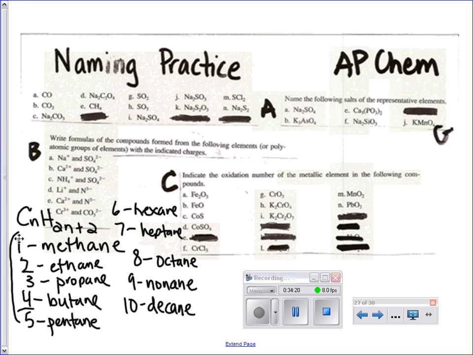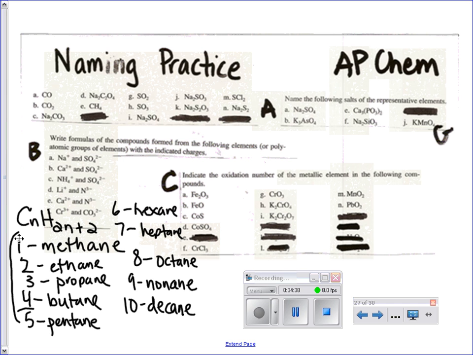Good. CuCN. All right, Zach, cobaltous hydroxide. CoOH2. He got it because cobalt can be 2 or 3, so he chose the lower one. Good job.